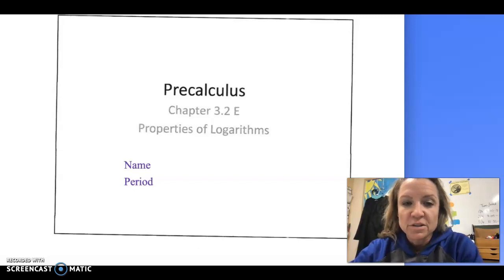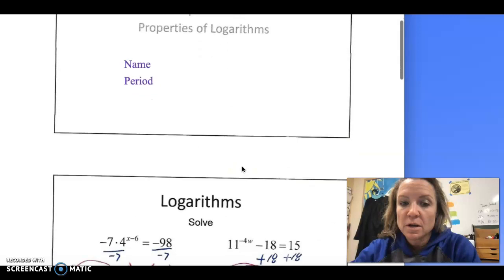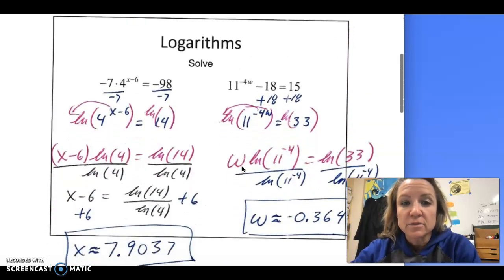Welcome to your pre-calculus notes for Chapter 3.2, Part E. Today the title is Properties of Logarithms. Make sure you put your name and period. And then let's look at some examples.